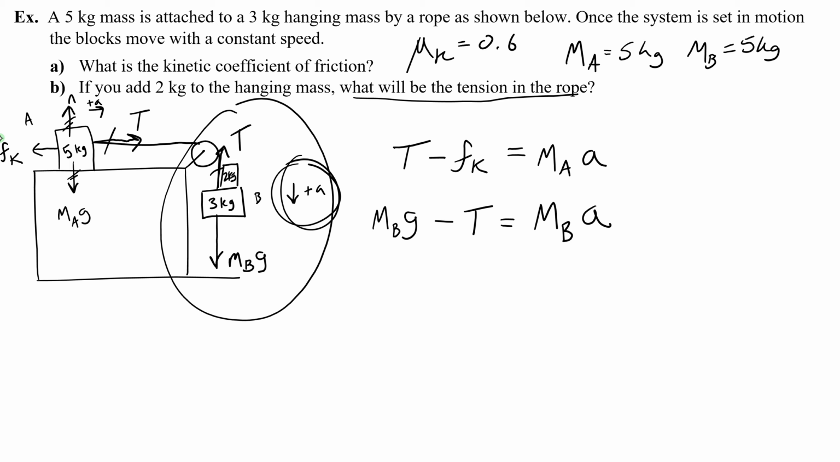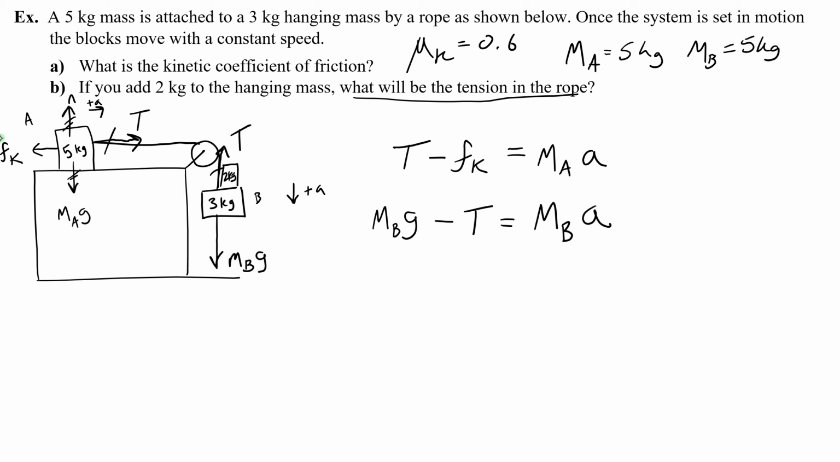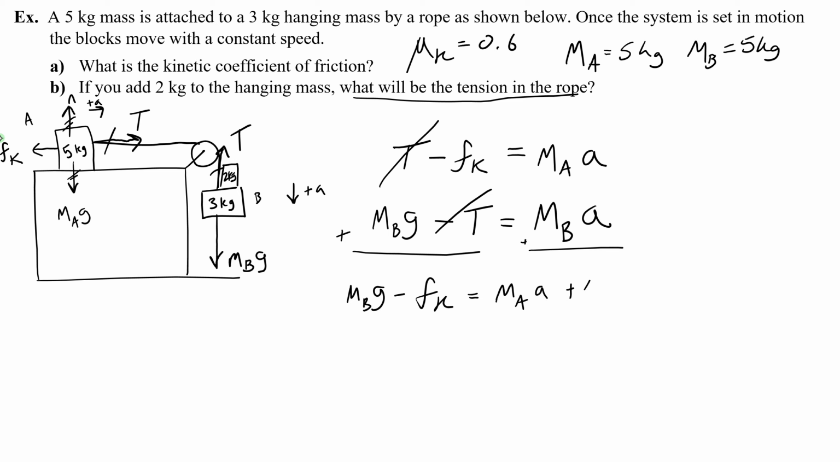Okay, so I have my system of equations. Now I'm going to add both the left and the right sides to eliminate tension. And I'll get MBG minus kinetic friction equals MAA plus MBA. And of course, I want to find the acceleration. So that means I'm going to need to factor out, sorry, the acceleration. So I have MA plus MB.